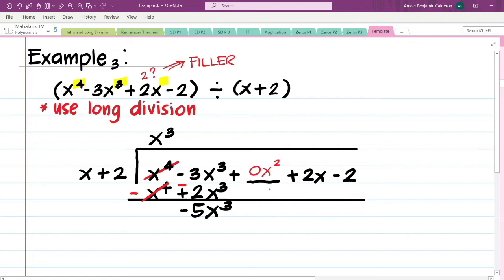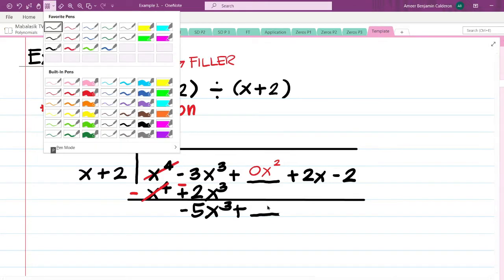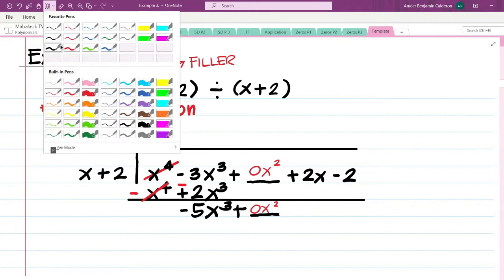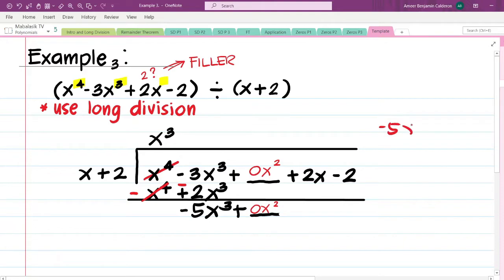And then bring down the next term. Even if it is a filler, you bring that down. So that is plus a blank. Or you can write your 0x squared there. That can also be. And then you repeat the process. So we have now negative 5x cubed over x. So we can cancel 1x in the numerator and cancel everything here. So we are now left with negative 5x squared. We write it here. Sorry, that is negative. So that's a minus 5x squared.